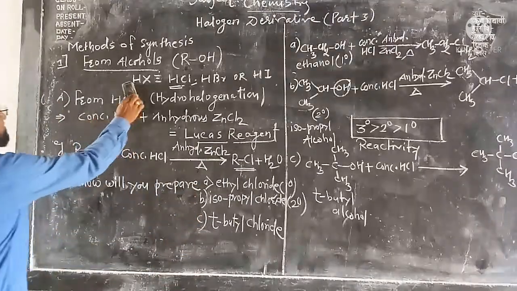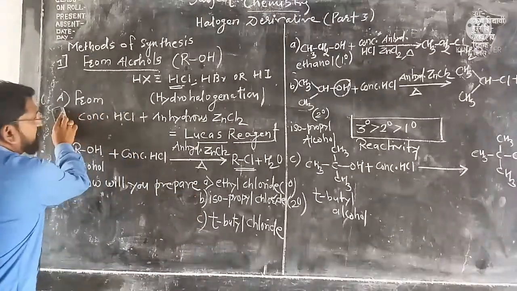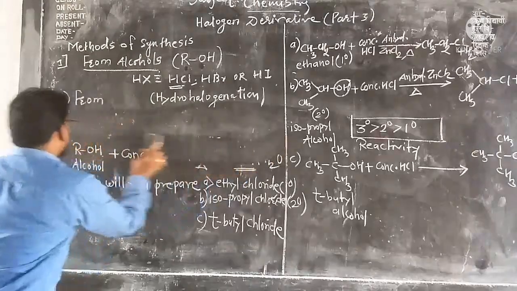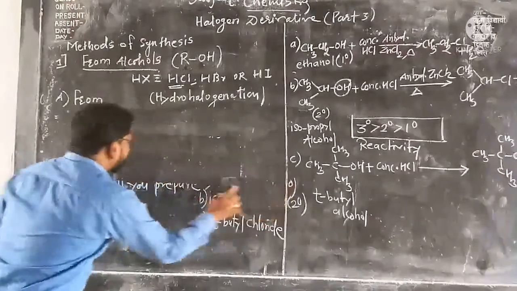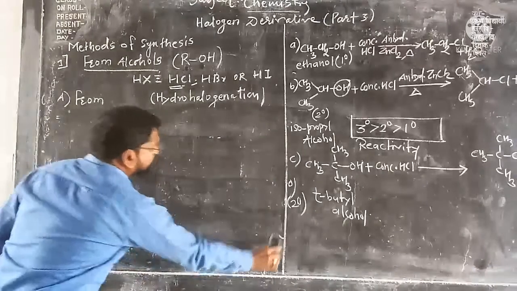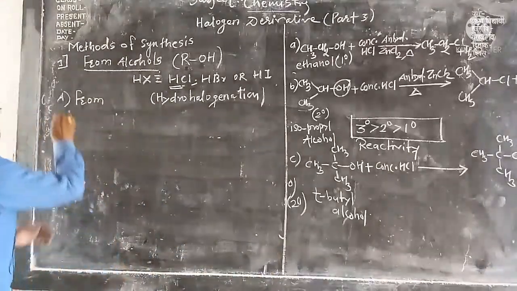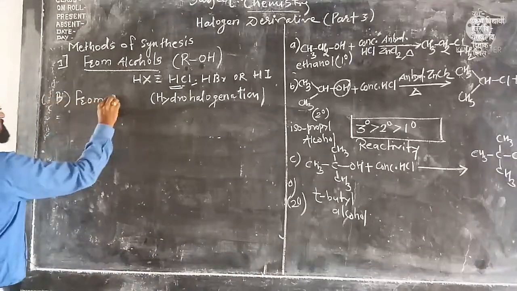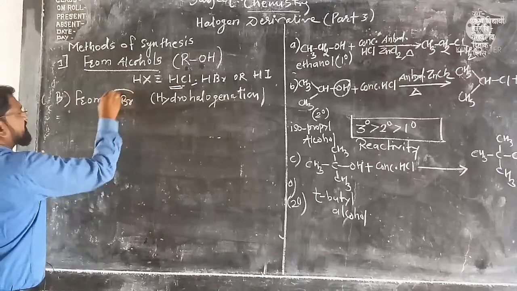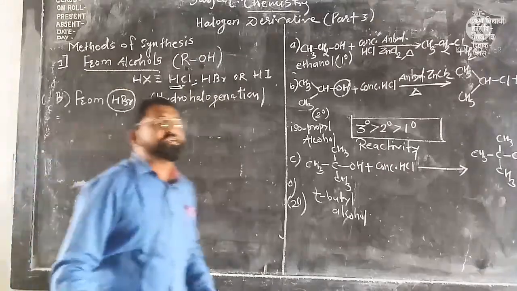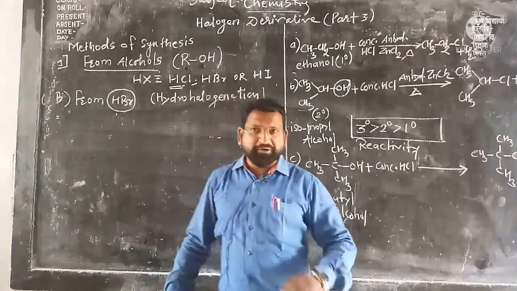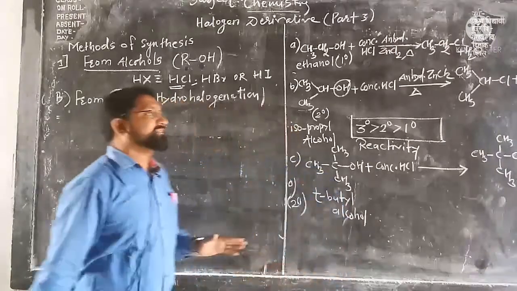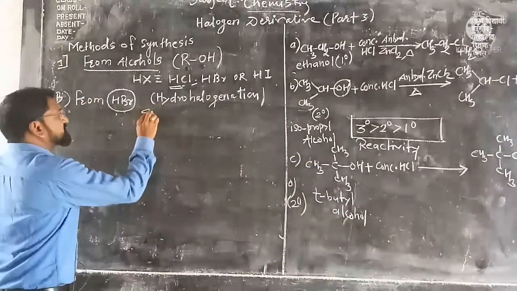Now B, let us write. See here what happened. Once you know about HCl, you can easily go for HBr as well as HI. Now number B, from HBr. See here, this HBr is very unstable. Actually it is not available in the laboratory. It is very unstable, and that's why it is prepared in situ.